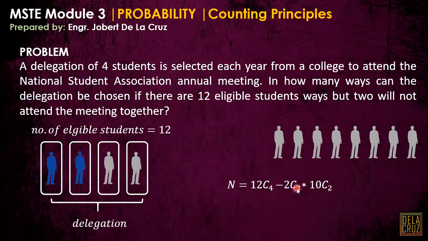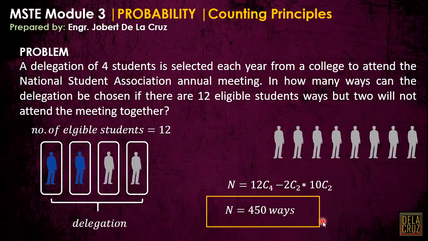Unlike kanina, sa permutation, i-permute lang natin. Kung permutation na to, that is 2 factorial. But since this is a combination, that is 2C2 times, kukuha tayo ng dalawa out of 10. Okay, I hope you get this. Ito yung complement. Kumbaga, these are the number of possible ways na hindi sila mag-a-attend ng meeting together. Okay, I hope you get the principle talaga, no?